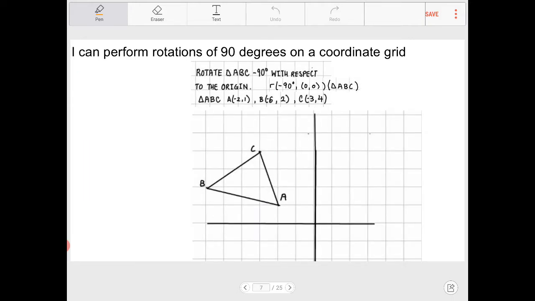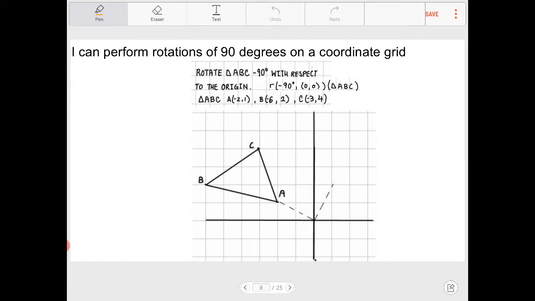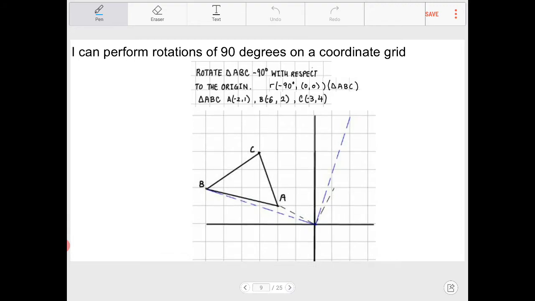All right, we're going to try to do this again, but this time we're going to rotate negative 90, which means we are going to go clockwise. It's going to end up over here somewhere, right? So again, we're going to do the same thing. We're going to connect each of the points to the origin, and notice that we are going down 1 and over 2. So that means we're going to go over 1 and up 2. Again, to form that negative reciprocal slope. We're going to do this for every single point. We're going to go down 2 and over 6. So that means over here we're going to go over 2 and up 6.